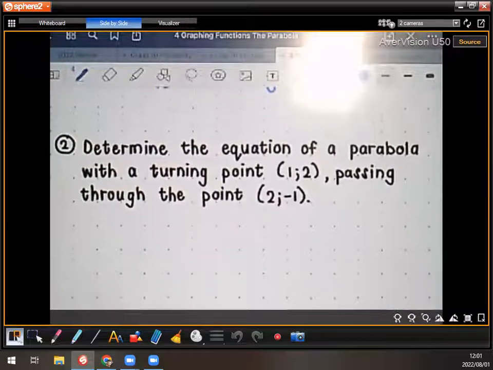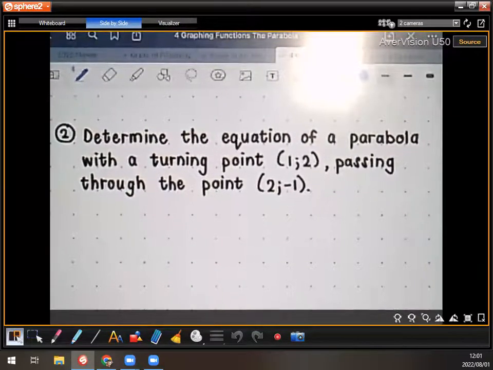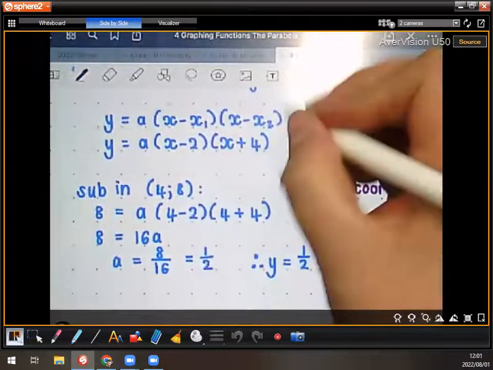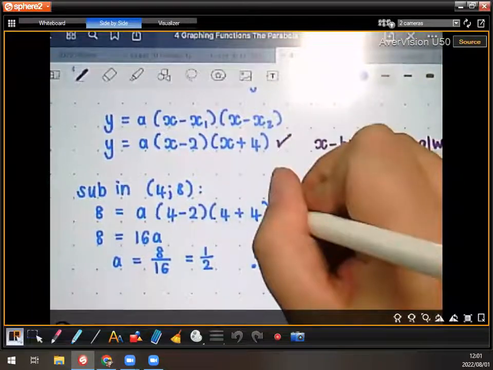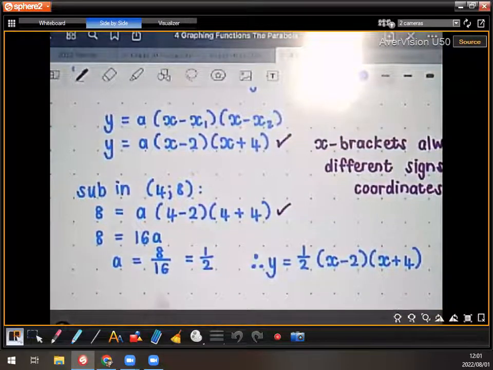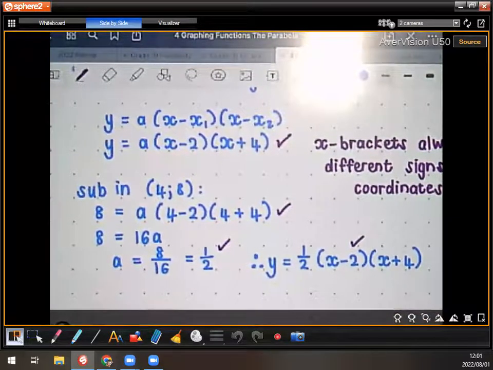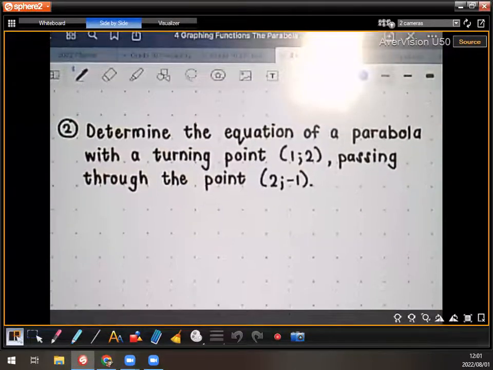Determine the equation of a parabola with a turning point (1, 2), passing through the point (2, negative 1). Let's see, you would get a mark for subbing in these two. Then you'll get a mark for subbing in the point, a mark for calculating A, and then a mark for the final answer. Okay, back to that question. Just copy that down, please.